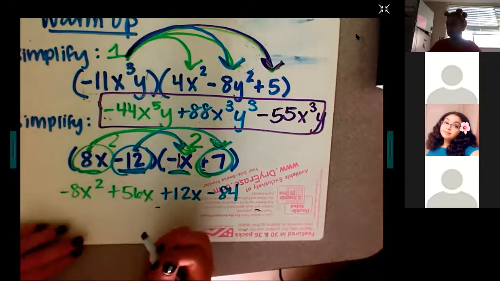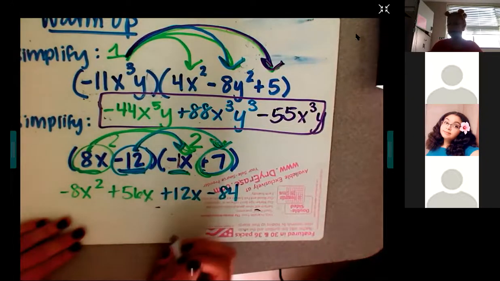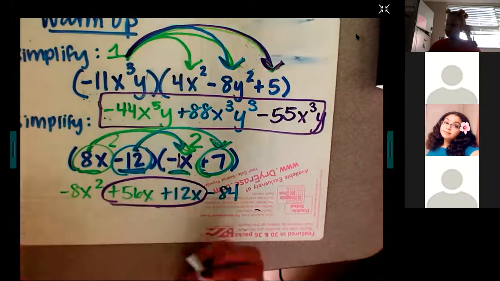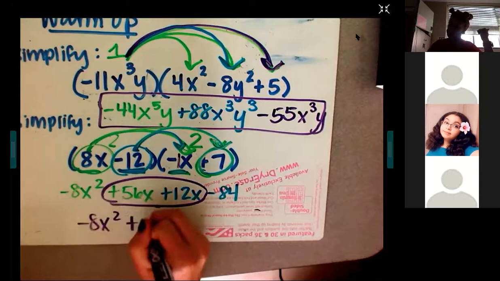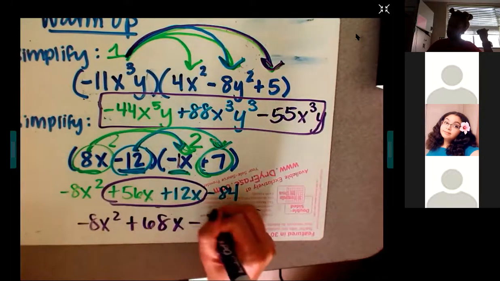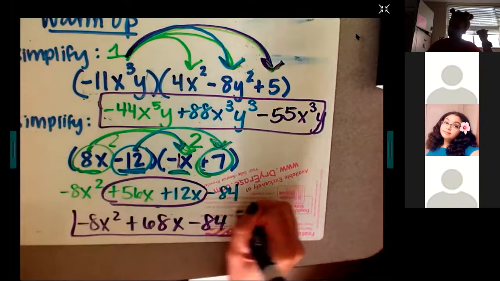All right, so how do we simplify this? I'm going to quit talking so much. Add like terms. Good. Cam, what's 56 plus 12? Good. 68x minus 84. Is this what you guys got for number 2?